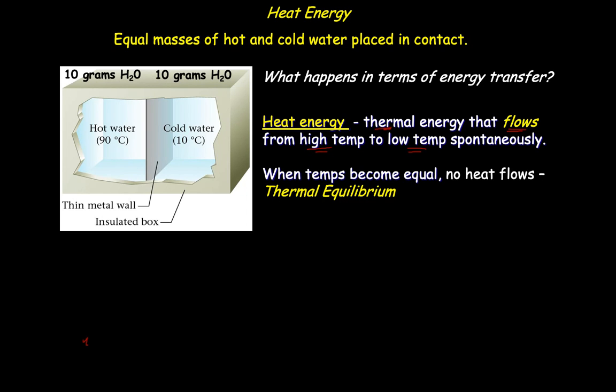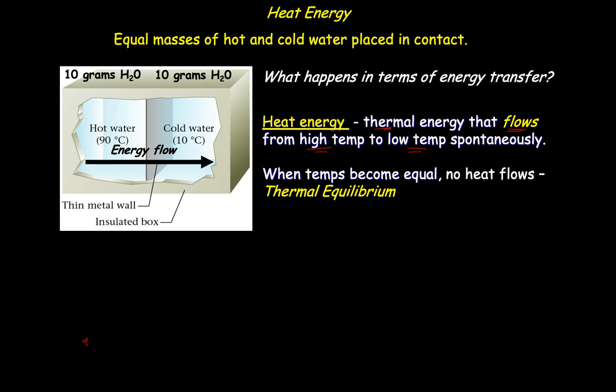All right. Again, this is going to continue to happen until no heat flows, and you reach something called thermal equilibrium, which is really when the temperatures become equal. Once you have equal temperatures, no more heat will flow from the high area to the low area. So we call that thermal equilibrium. So just keep a little guideline here.